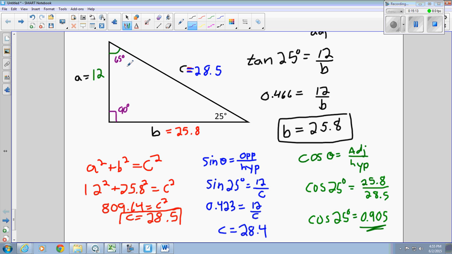Now, play with the numbers using 65, except now B becomes the opposite side, and A becomes the adjacent side for using the 65 degree angle. C is still your hypotenuse. You can try out the sine, cosine, and tangent functions. See if you don't come up with the same numbers using 65 degrees as your angle, where B would now be the opposite side, A would be the adjacent side, and C is still the hypotenuse.